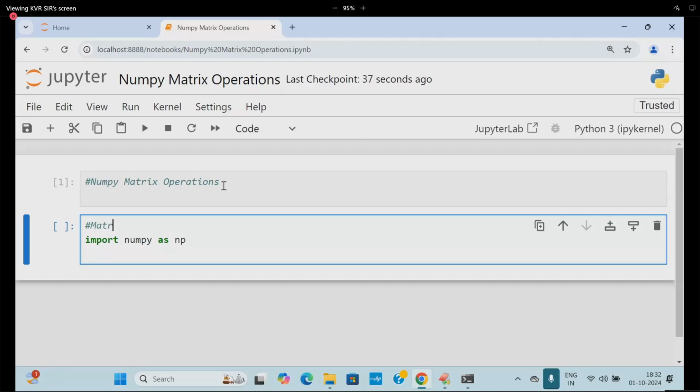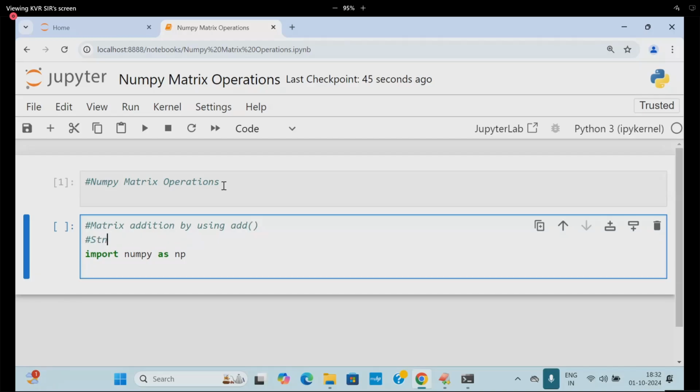So matrix addition by using the function called add. Syntax also I will write. You have already understood the meaning of addition. Subtraction also you know, multiplication also you know, divide also you can apply. So I'll ask some questions in the middle of it. I will check your mathematics knowledge of second class, third class, below fifth class level.